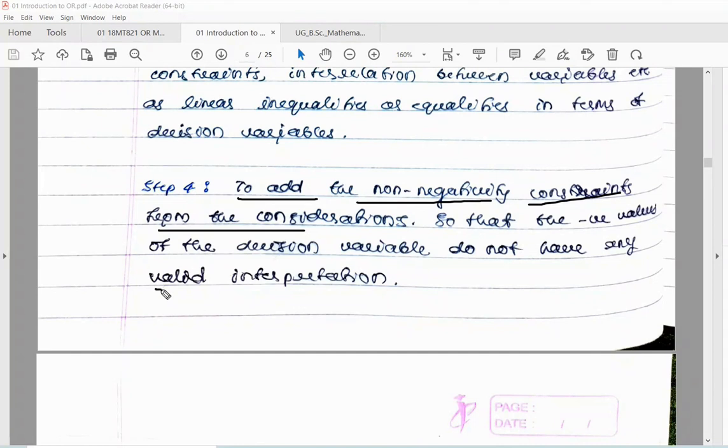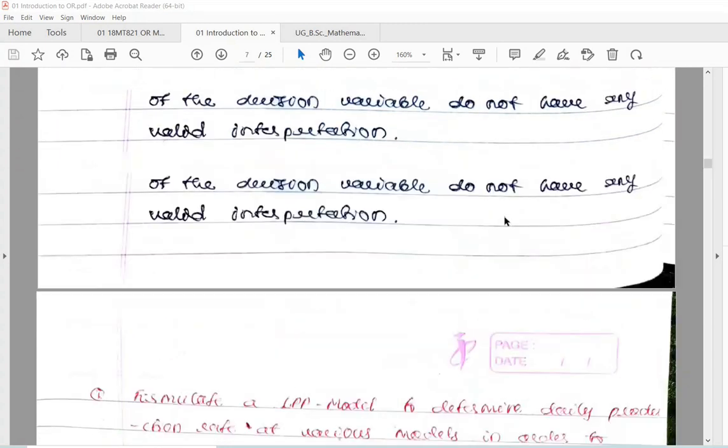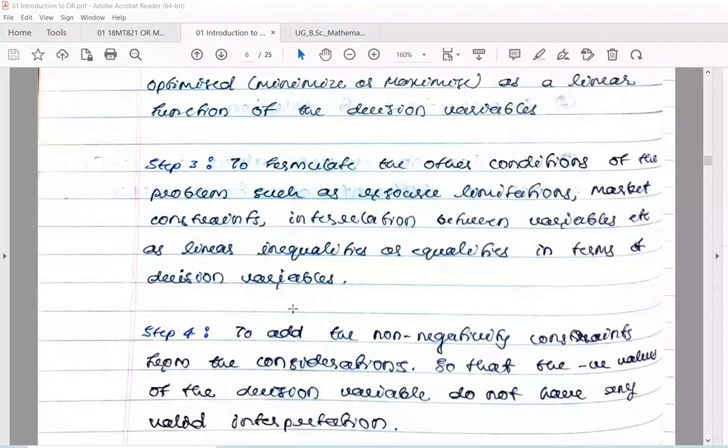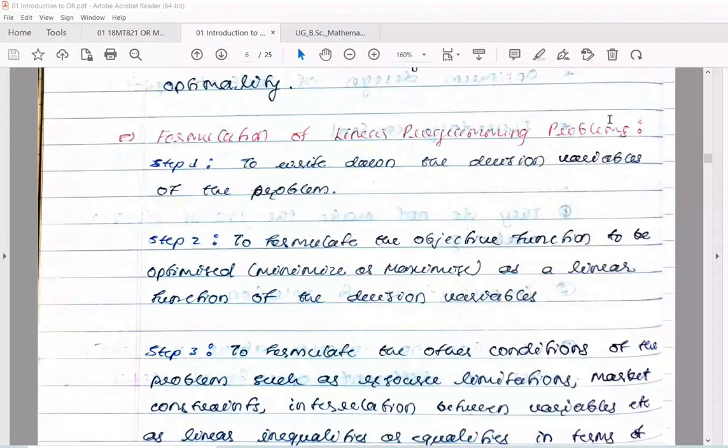That is with respect to your fourth step. They might ask you to explain the steps involved in linear programming, so concentrate on those things. These are the four steps involved in the formulation of linear programming problems.